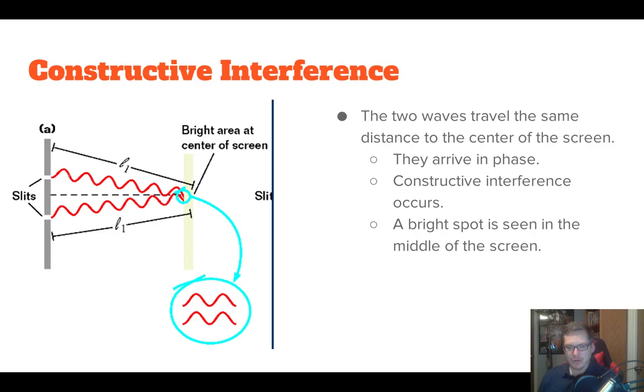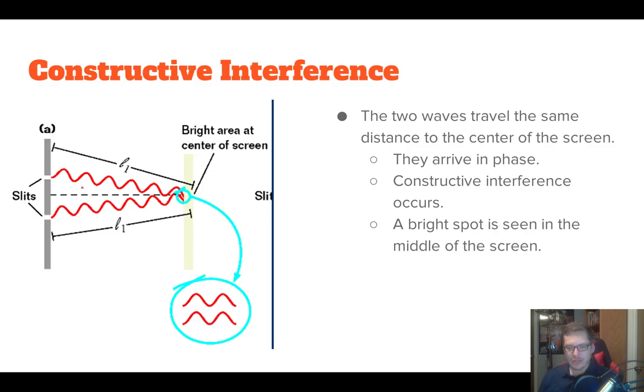Now remember, it's monochromatic, so that means they have the same wavelength, and they happen to be traveling the exact same distance. Because they're traveling the exact same distance and their wavelengths are the same, they have to be in phase when they reach whatever spot we're talking about. So they're going to be at the same point in their crest-trough cycle. So they're going to hit in phase. All right, so you're going to have constructive interference, and therefore you're going to get a bright spot right there.